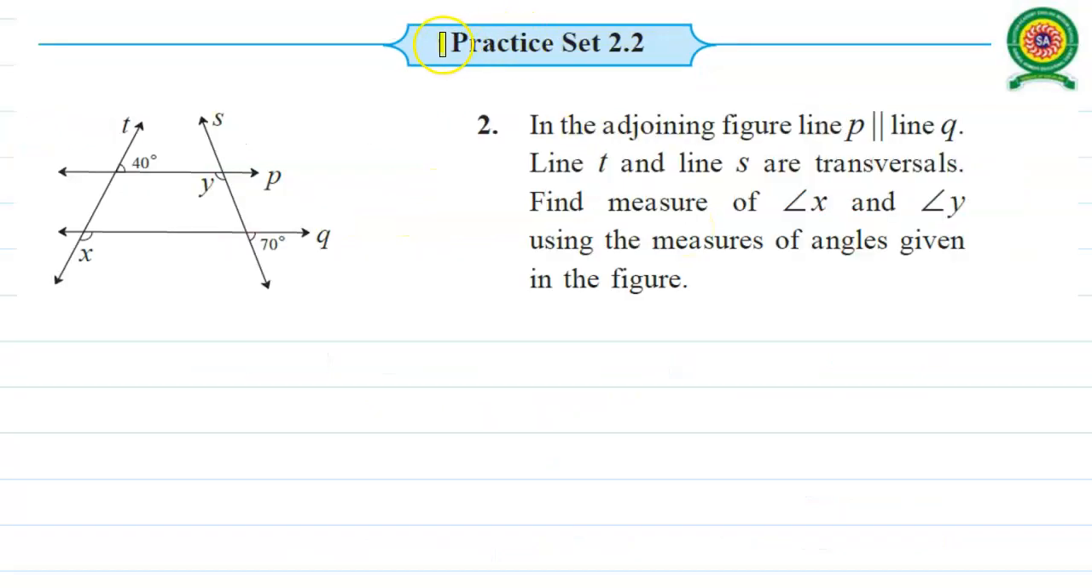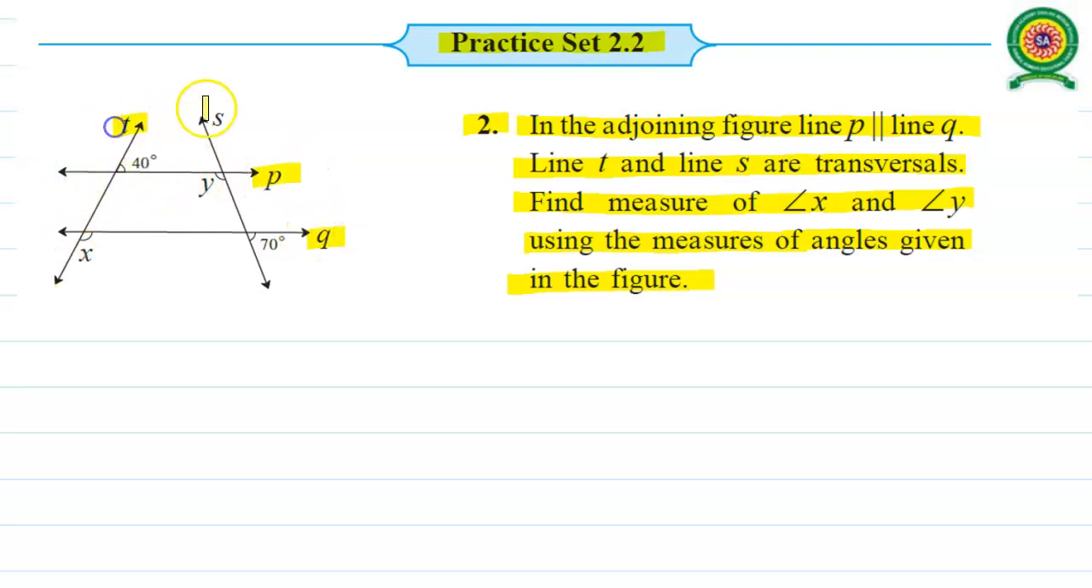Look at the next question. Practice set 2.2, question number 2. In the adjoining figure, line p is parallel to line q. Line t and line s are transversals. Find the measures of angle x and angle y using the measures of angles given in the figure. So line p and line q are the parallel lines, t and s are the transversals. If we look ahead, we are given that this angle is 70 degrees.